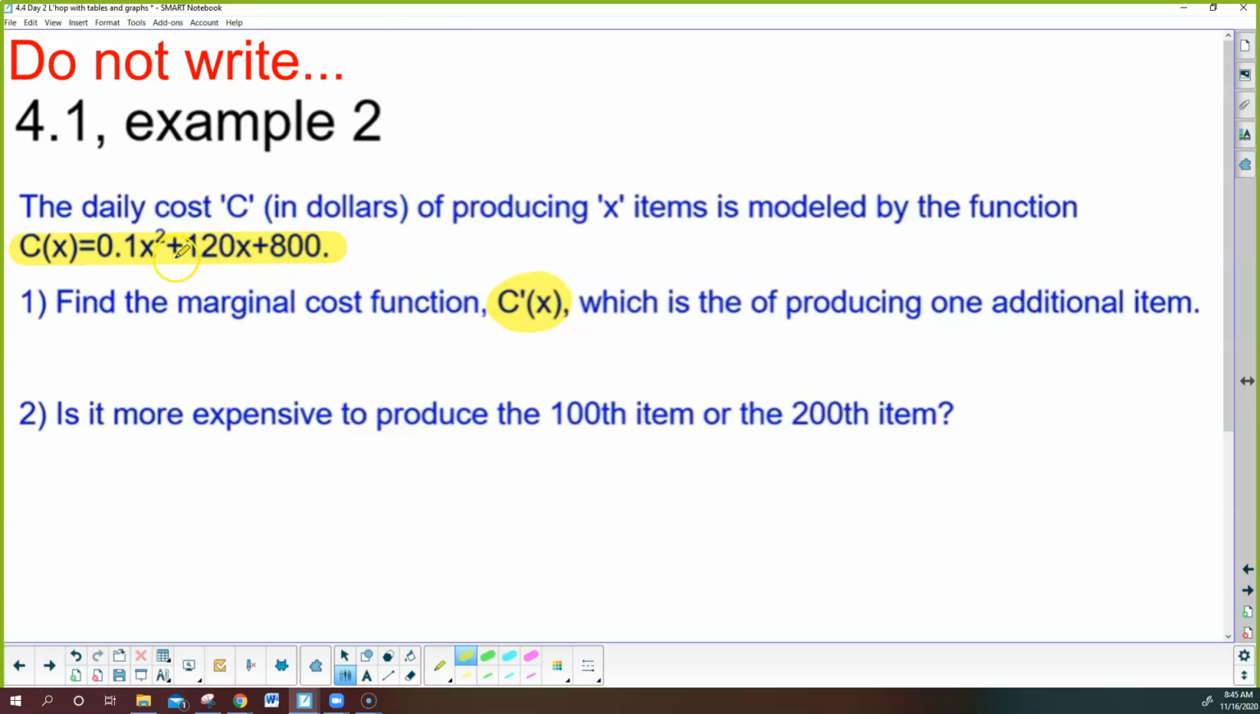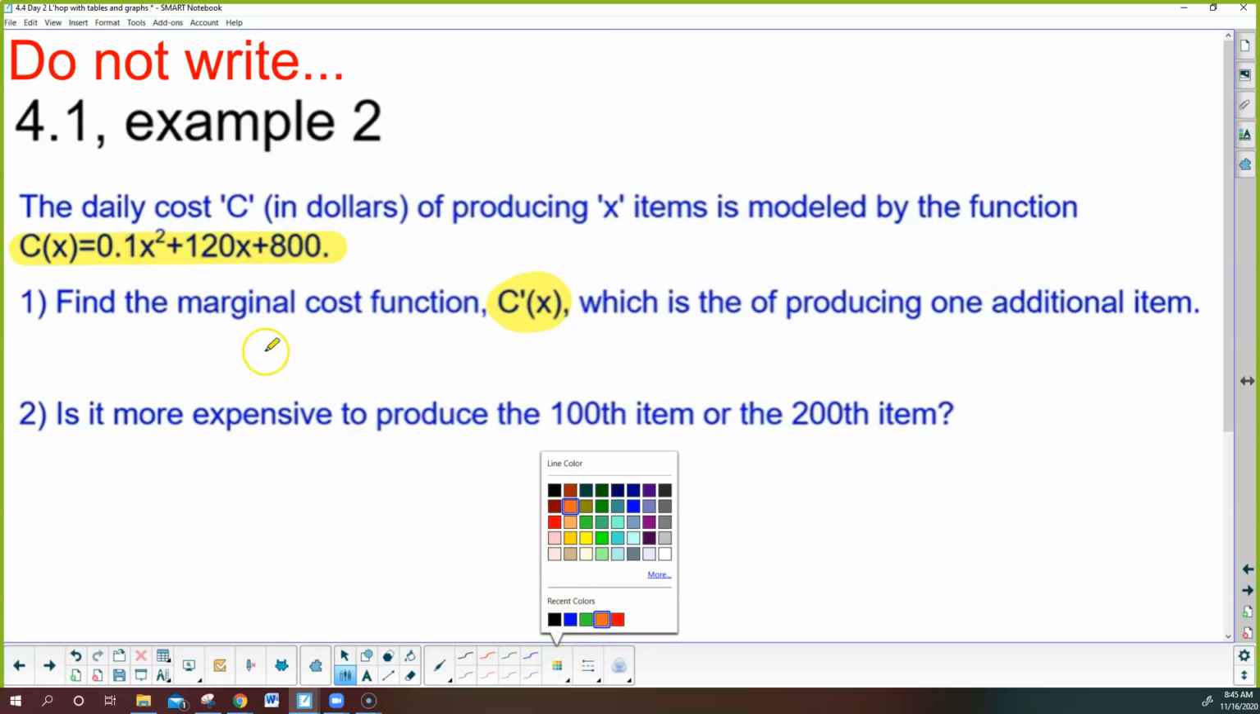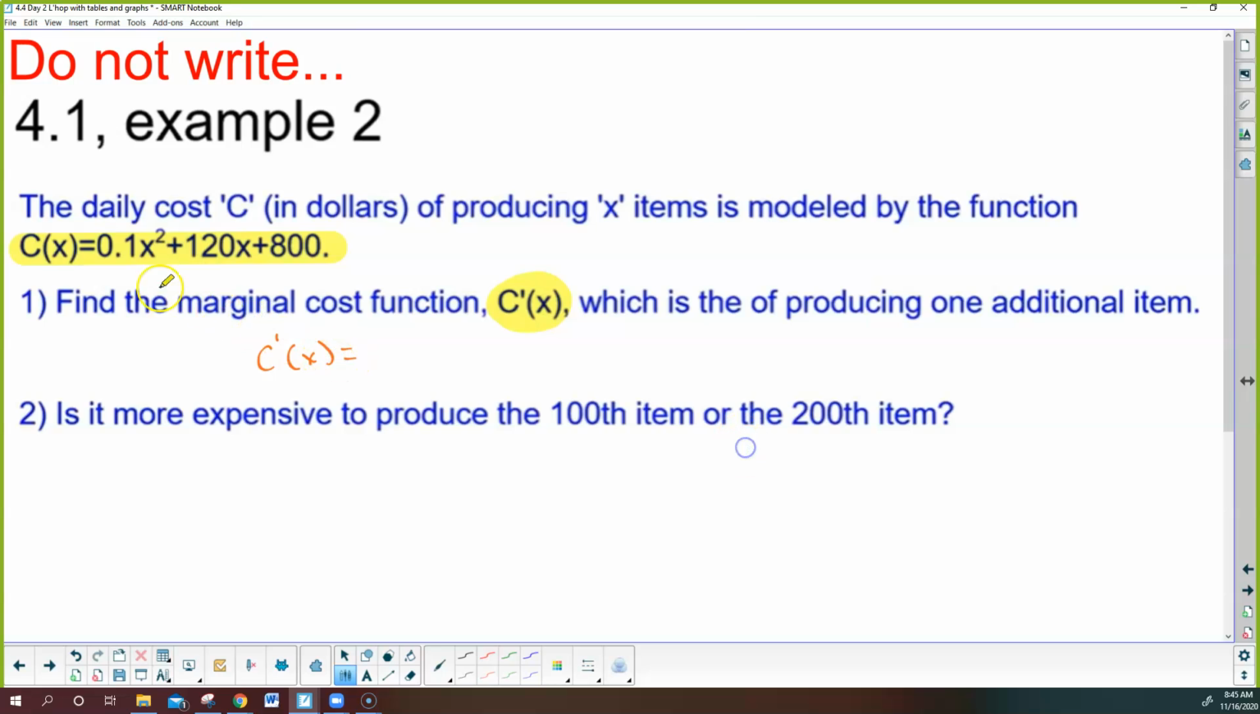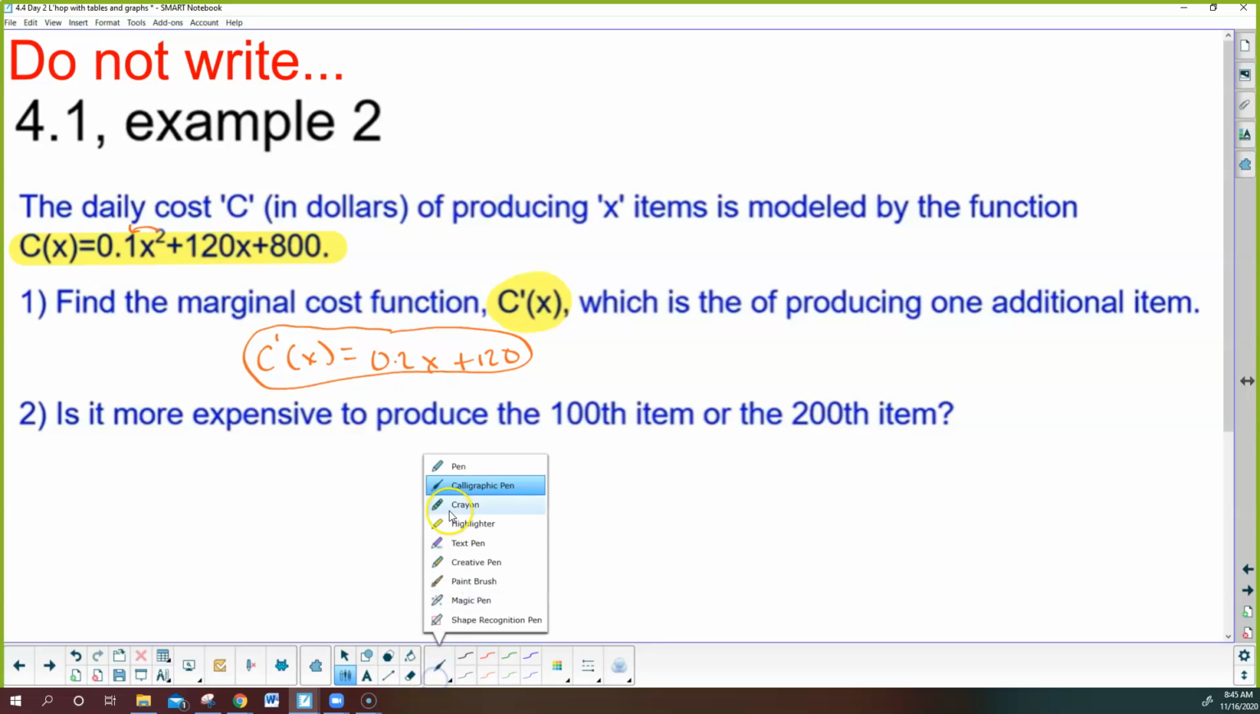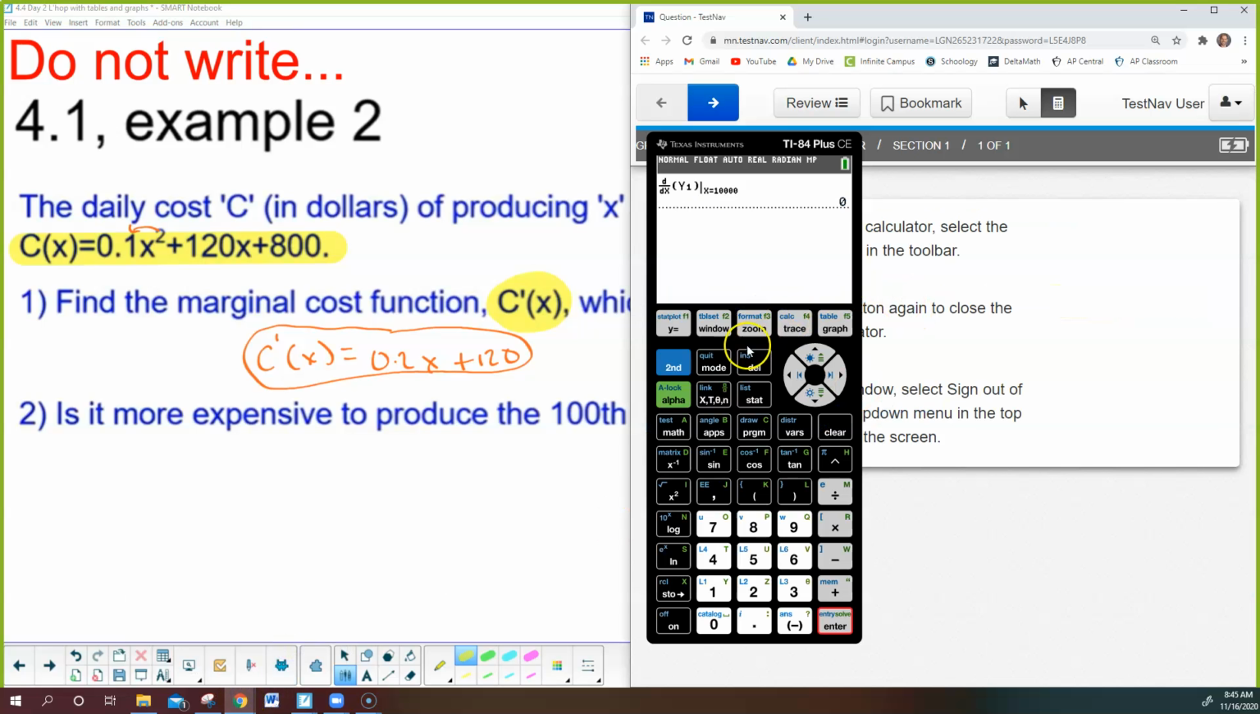We want to find the marginal cost of this function. Don't write this one, but this is something you don't need a calculator for the first part. They're basically saying find the derivative. And the derivative is just timesing by 2. So here's my derivative equation. However, what if I want to find the amount that it takes to produce one item? Well, that's the derivative by just plugging in 1. You could go ahead and multiply it by hand, but if you're allowed to use your calculator, let's try this again.